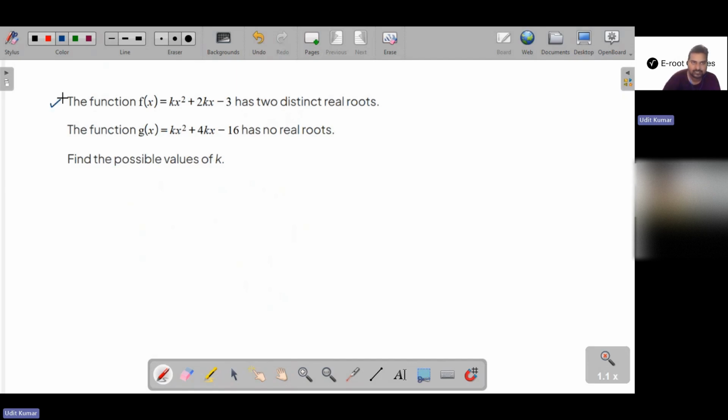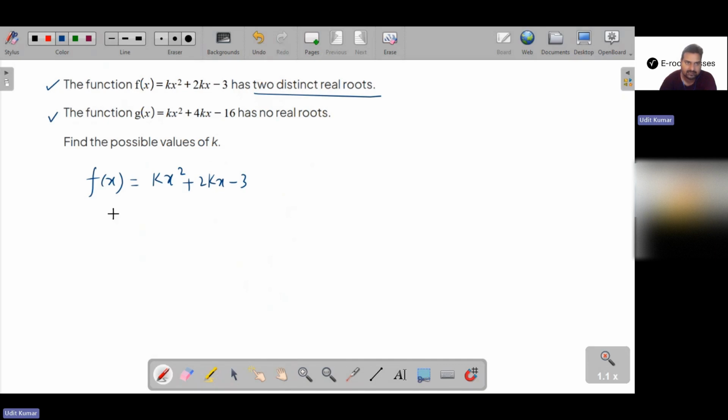So there are two equations given to you, right? So you have to find the possible values of k which can satisfy both the expressions, f(x) and g(x). Let's first solve for f(x). f(x) is given to you as kx squared plus 2kx minus 3, and it has two distinct real roots, which means D is greater than 0. And if you compare it, a is k, b is 2k, and c is minus 3.